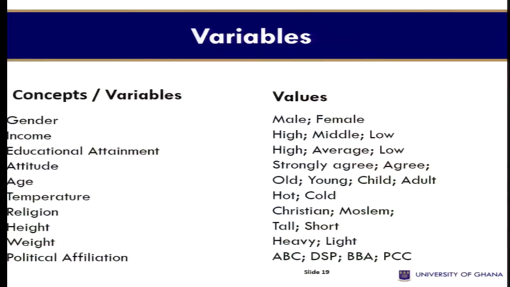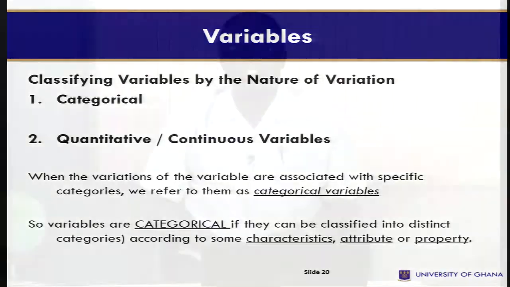Let us look at temperature. Temperature is a concept, but because it takes on more than one value, it becomes a variable. The values are hot or cold. Religion: Christianity or Islam. Height: tall or short. Even political affiliation is a concept, and at the same time a variable, because it takes on different values. People can belong to different political parties. I hope you understand the meaning of variable from this illustration.